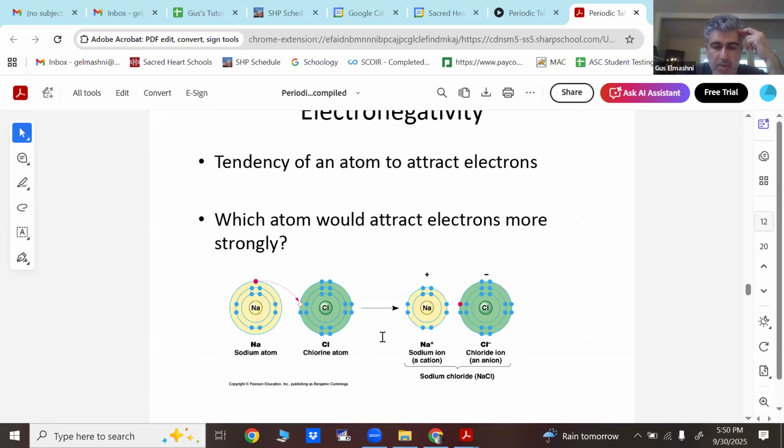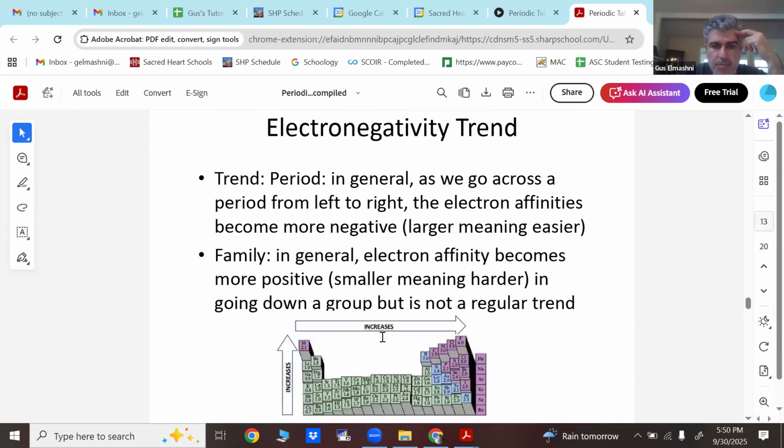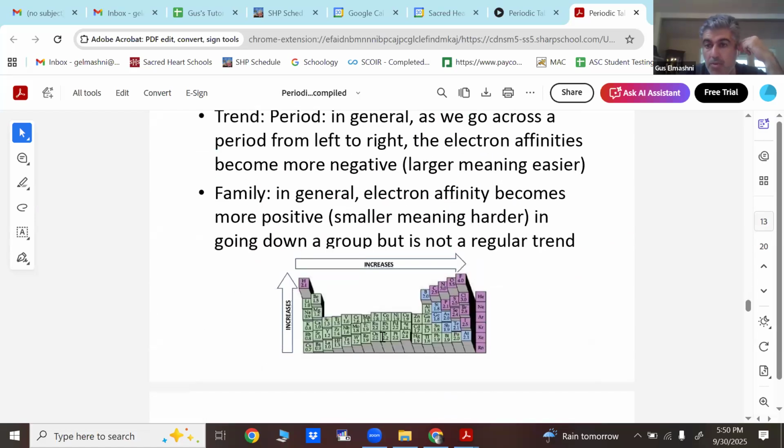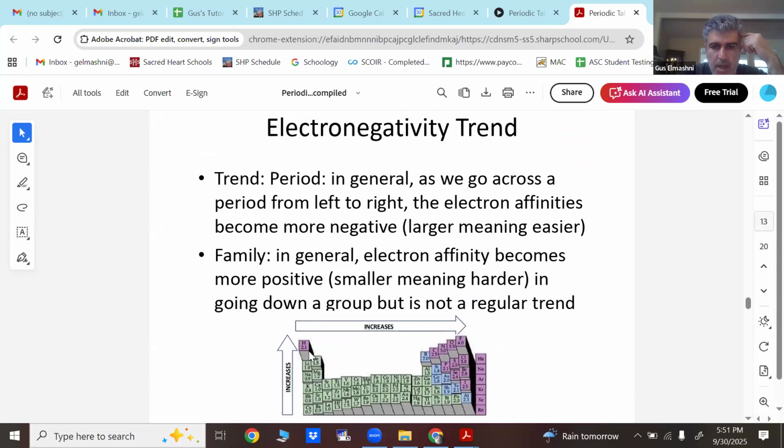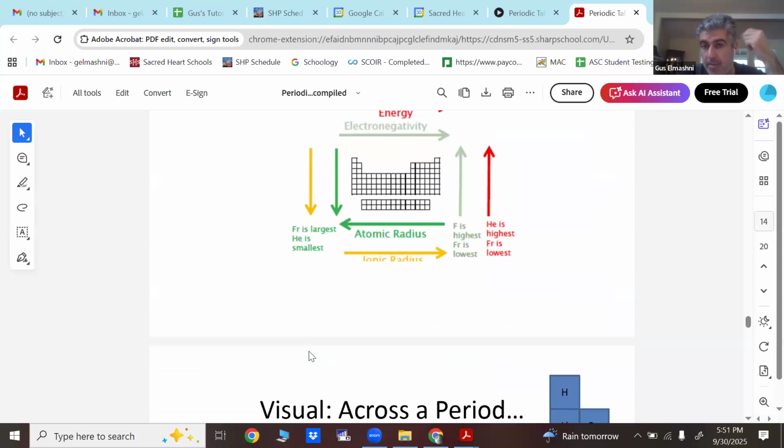Electronegativity is the tendency to attract electrons. Electron affinity, same thing. There's actually numbers that could be used for that, like a 4-point scale. Fluorine has the highest electronegativity. Francium has the lowest one. And when you go down a group, it gets lower because you have more shielding for the extra levels.